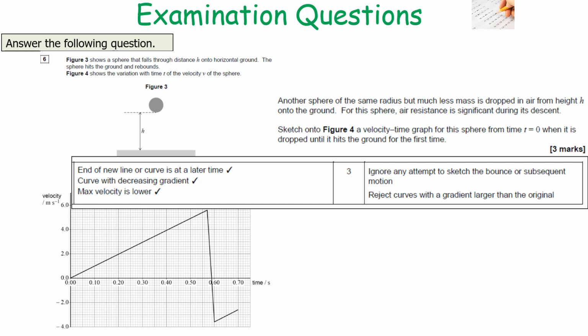Now, when air resistance is significant, the acceleration will decrease whilst the speed is getting bigger. The change of speed is getting less, so the curve is going to decrease in gradient, and our maximum velocity is going to be lower because some of the kinetic energy has been dissipated to the surroundings with this air resistance.